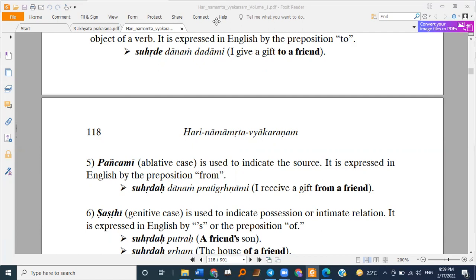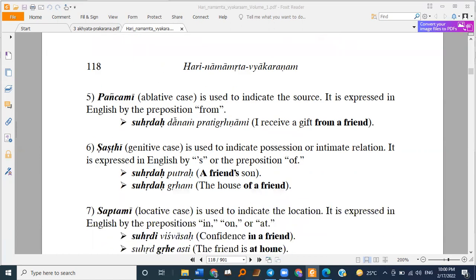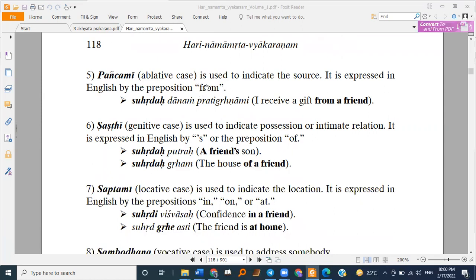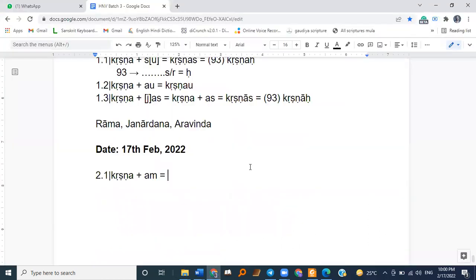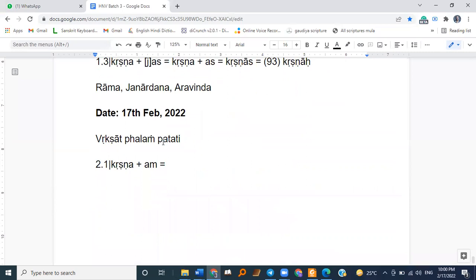Panchami, the fifth one. Ablative in English. It is used to indicate the source, and it is expressed by the preposition from. Let me give one simple example. I'm saying vrikshat phalam patati. Vrikshat phalam patati. That the fruit is falling from the tree. The fruit is falling from the tree.